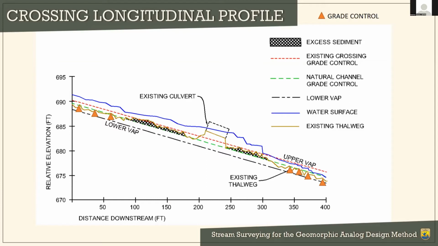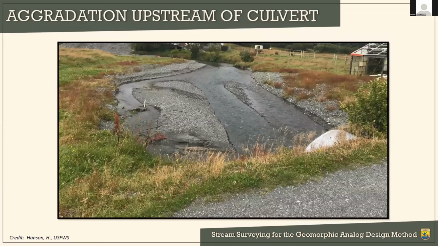You will need to go outside of the right of way, so make sure you get your landowner permissions if it's public land or if you're not in a navigable waterway. And the moral of the story is go farther than you think you need to, because it's really hard to know in the field where this area of aggradation might stop and start. And this is just a photo of an example of aggradation upstream of a culvert. It's not always going to be this obvious. This one's pretty obvious.